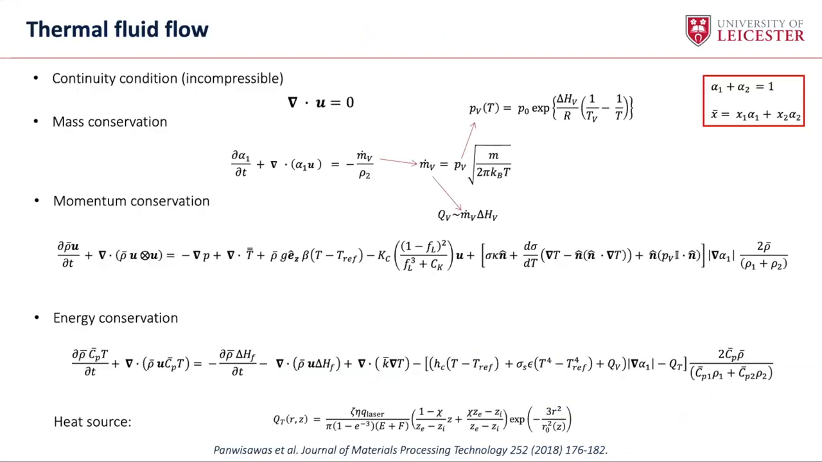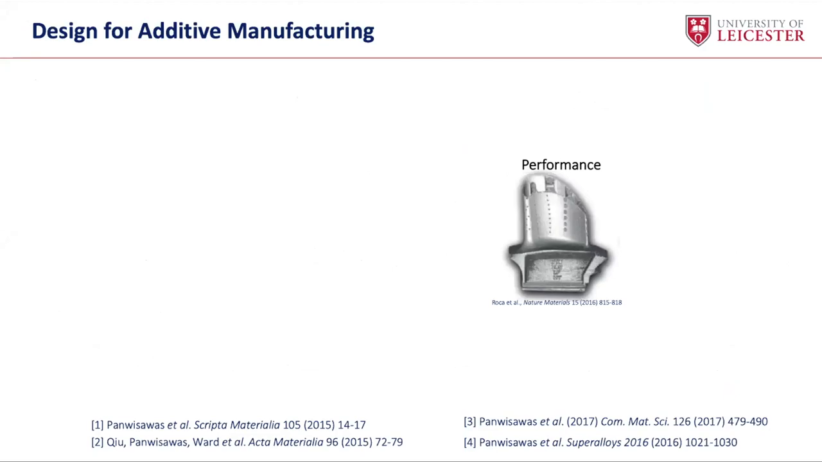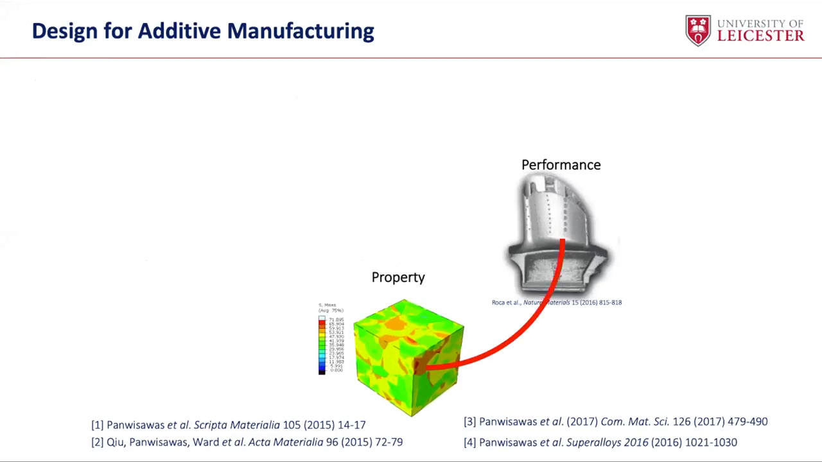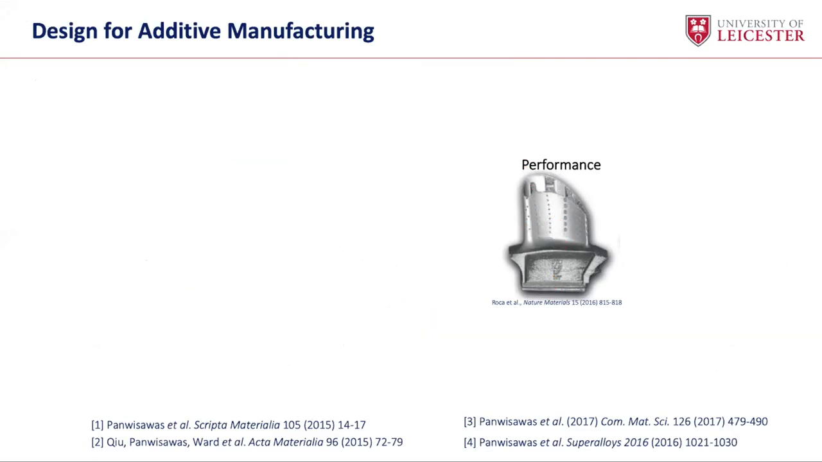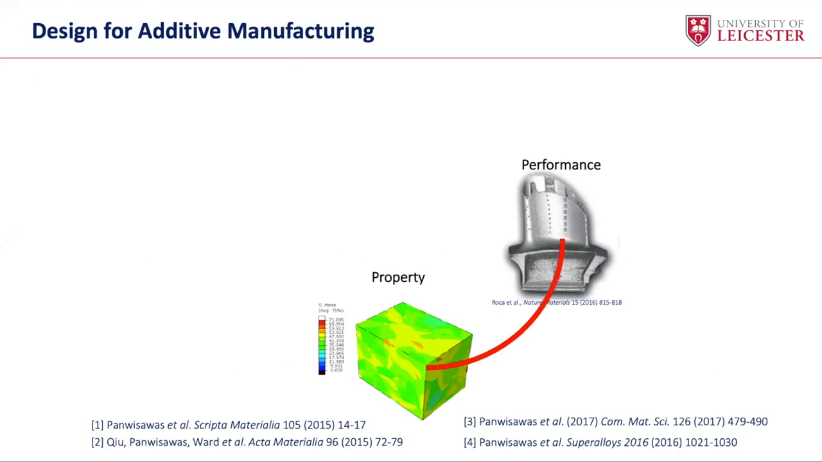And in all of this, you have to deal with mathematics, computer science, and hence physics. This is a set of equations that you can also find in my publication in 2018 on how we actually solve it. The reason I mention this is that when you design additive manufacturing for a specific application, you don't simply determine the property or performance you want and then get the final product you want.